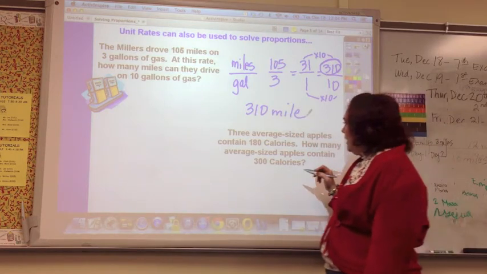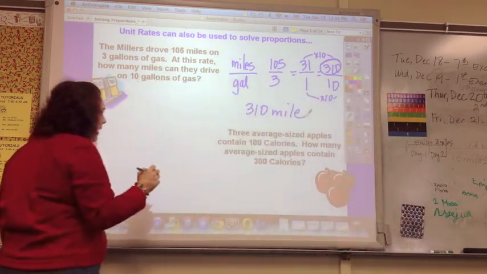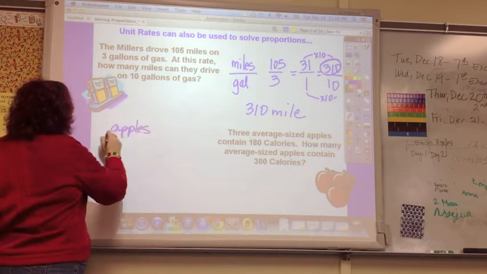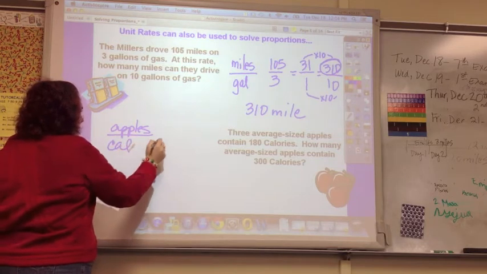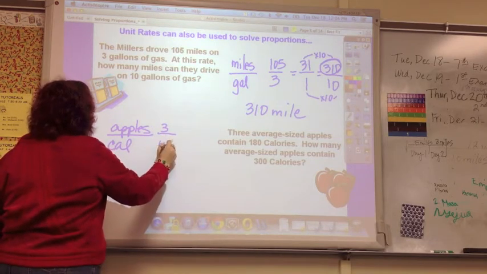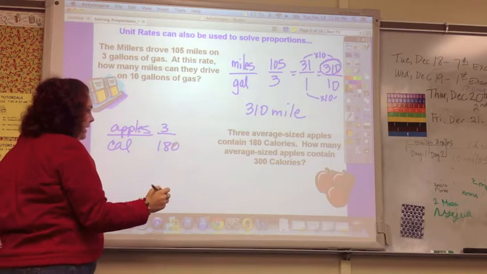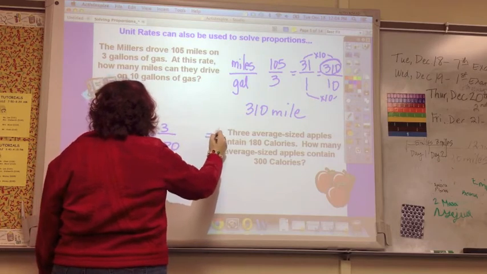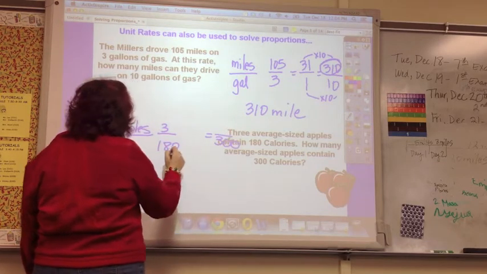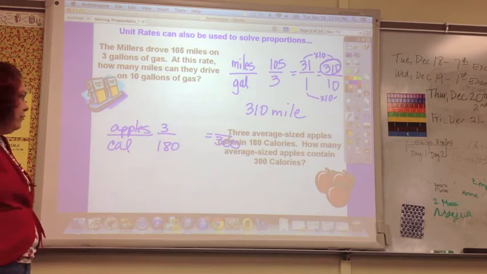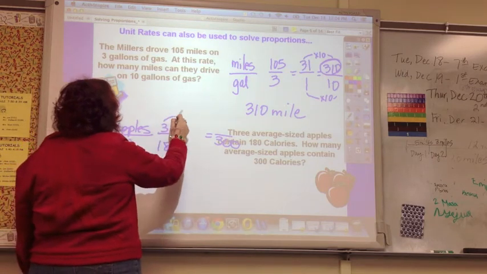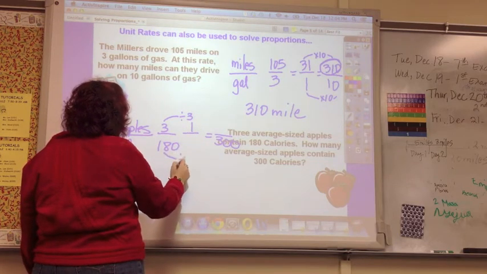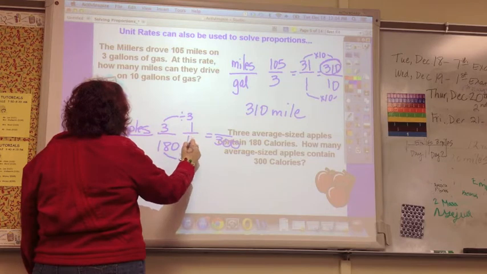And 3 average size apples contain 180 calories. So we've got apples, calories. And 3 to 180. And how many average size apples contain 300 calories? So I'm going to put 300 over here because I can't go directly from 180 to 300. So I can get a unit rate. I can divide by 3 and get 1 and divide by 3 and get 60.